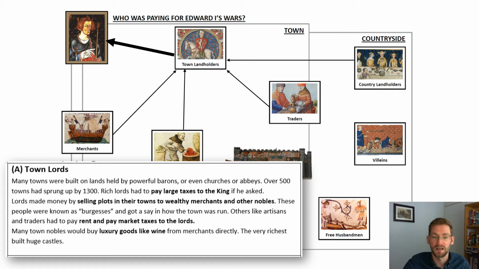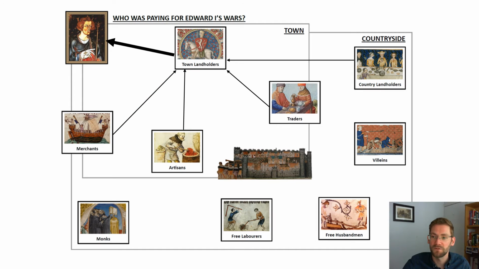Many town nobles would buy luxury goods like wine from merchants directly, and the very richest built huge castles. So we could now have arrows going back the other way. So town landholders buying from merchants in this direction, and also maybe buying from artisans who are down here. And so we start to get a sense of how these flows of money are happening. Okay, let's move that on a little bit further.